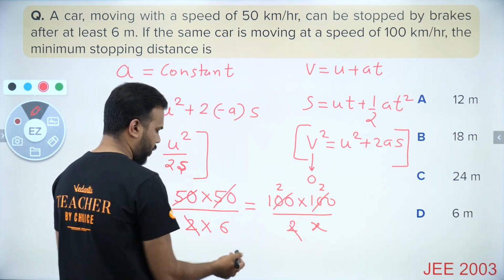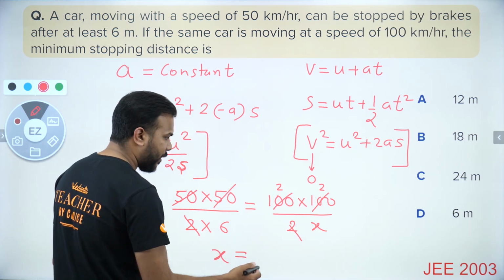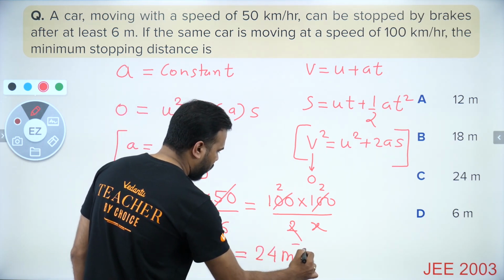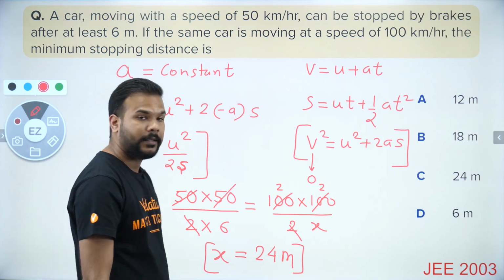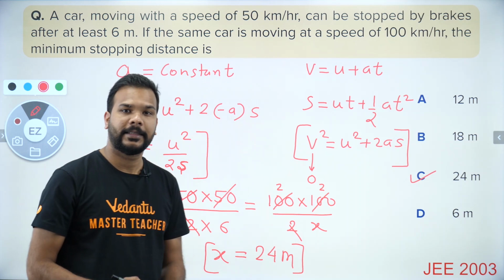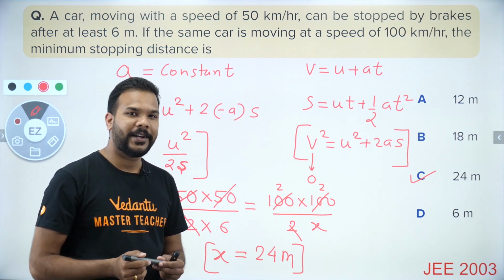You have 4 and you have 6. That means the value of x, the new stopping distance, will come out to be 6 into 4, that is 24 meters. So guys, the answer to this question is not 12 meters, rather the answer is option C, that is 24 meters. Tell me if you got the answer right or not.